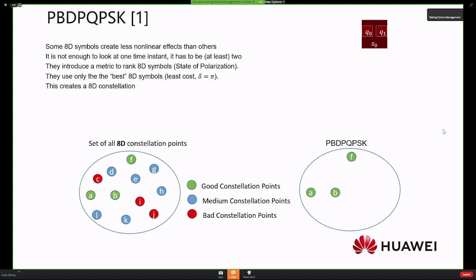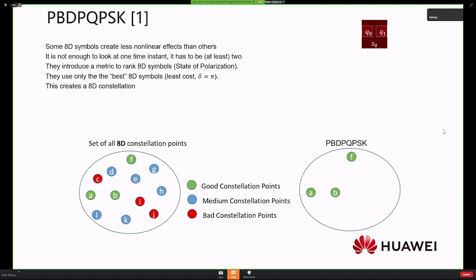Okay, so it's getting very long. They were repeating what I showed on the last slide. They were saying, we have a set of 8D constellation points over 2 time instances, and some of them are good, the ones that add up to 0. Some of them are mediocre and some are bad constellation points. We'll just take the good ones. That's a reasonable choice usually.